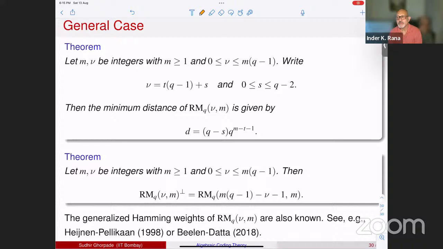Would anybody like to share any comments, questions? Ajit Iqbal Singh has already shared some comments about MDS codes. Professor Ajit Iqbal Singh, would you like to say something more, or is the link good enough?